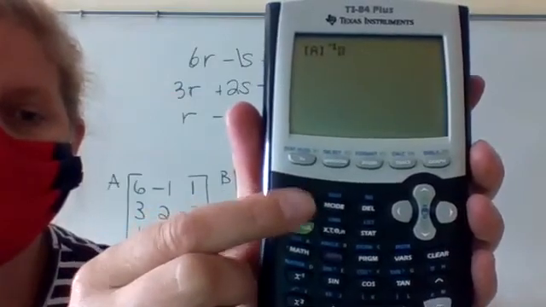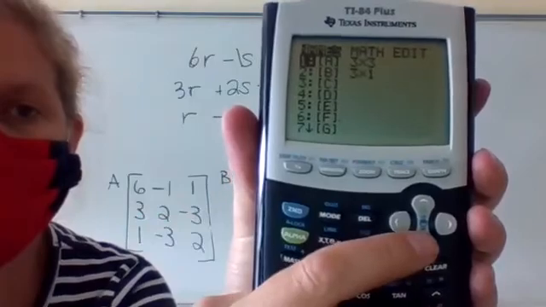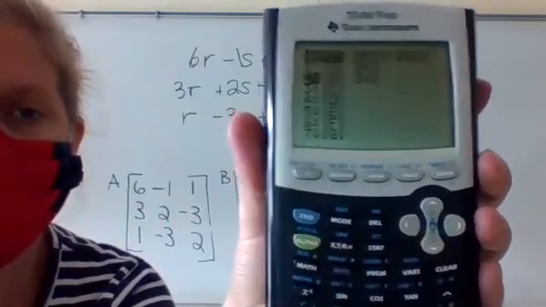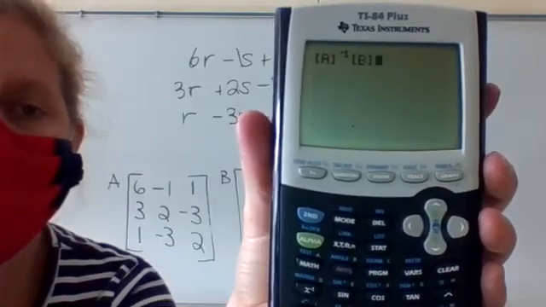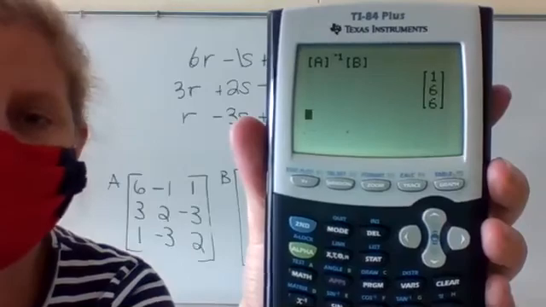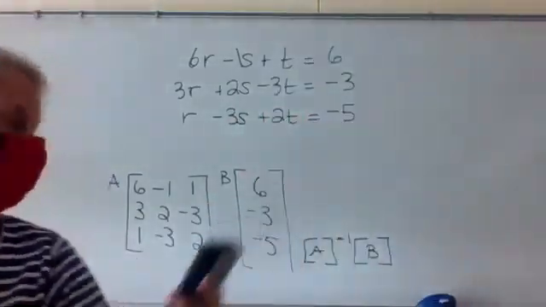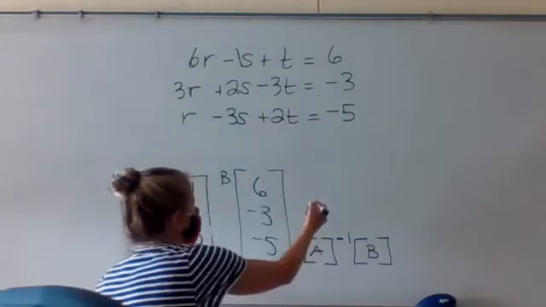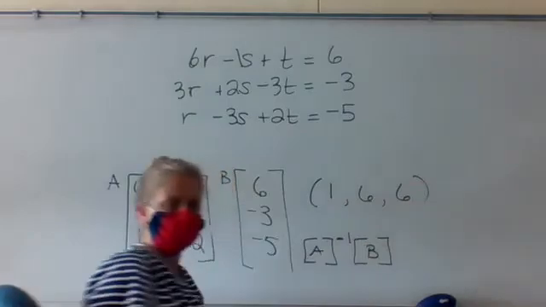Then second matrix. This time you need B, so go down to B, enter. So A to the negative 1 B, hit enter, there's your XYZ. So 1, 6, 6 is what you would enter as your answer as an ordered triple, 1, 6, 6.